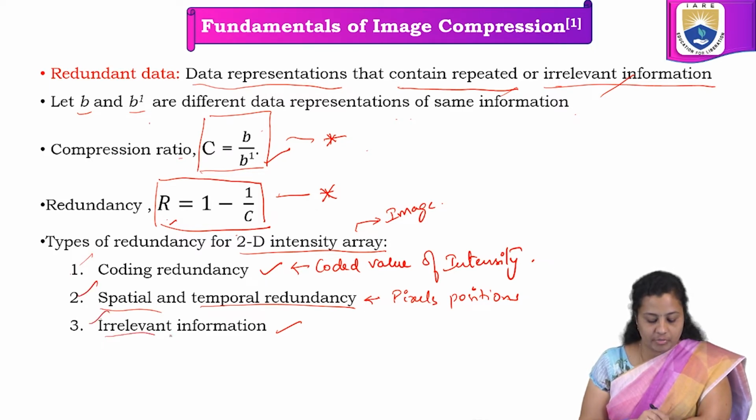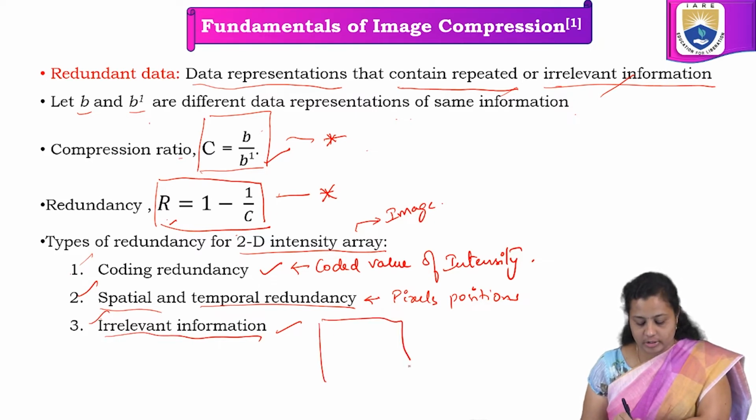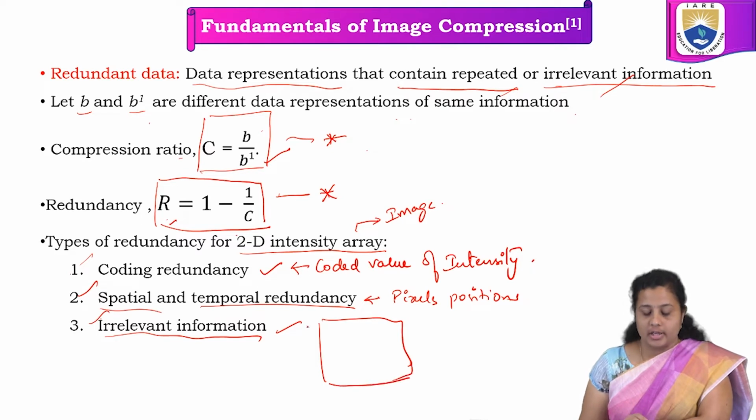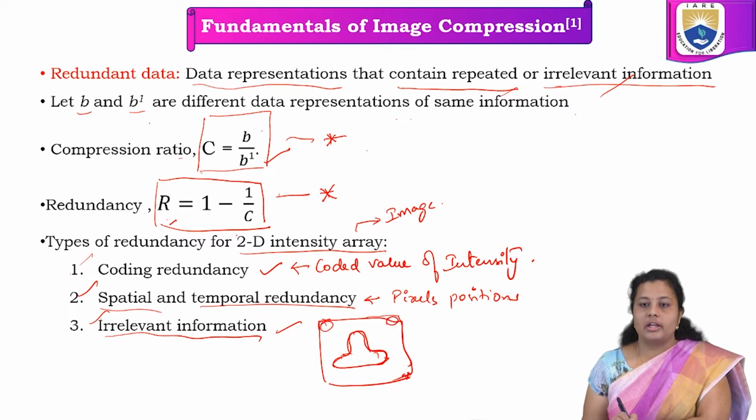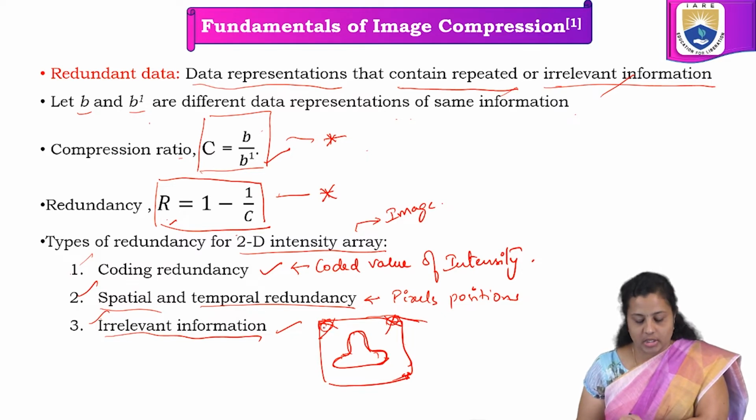Irrelevant information can be, say suppose this is an image, and this is the object on which we have focused. Say suppose this is a hat on which we have focused. If the background has some other objects, we can call that irrelevant information. Because that is not our focus, if we can remove this, then we can remove our irrelevant information.